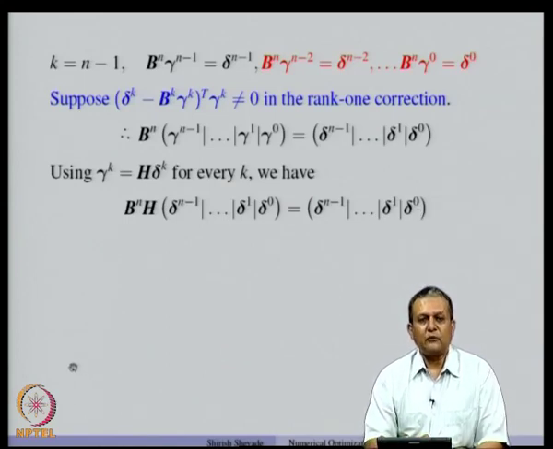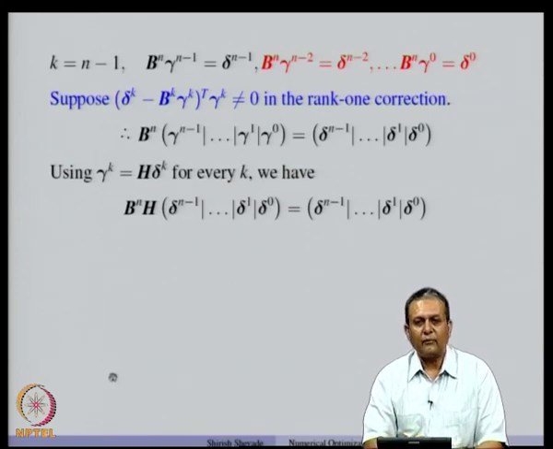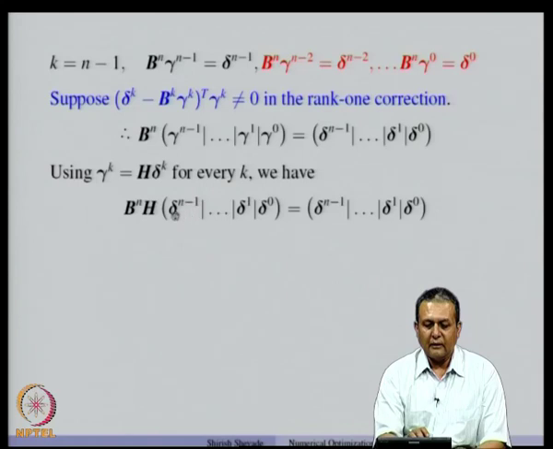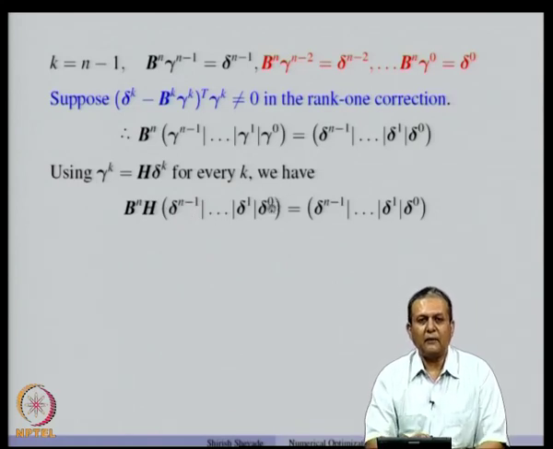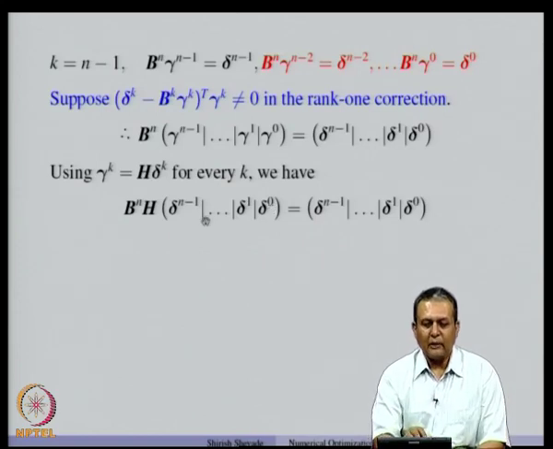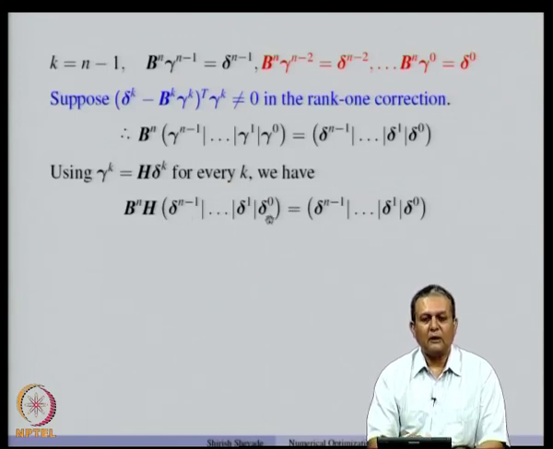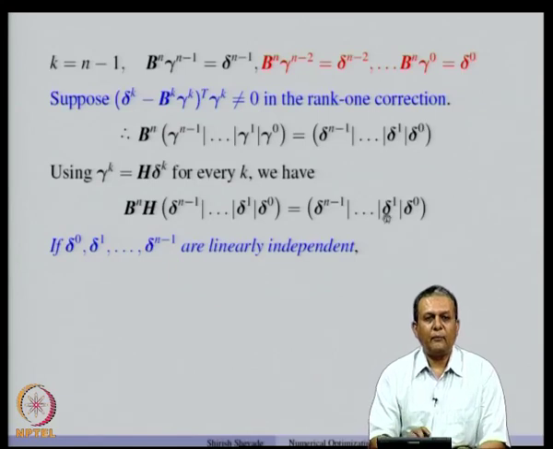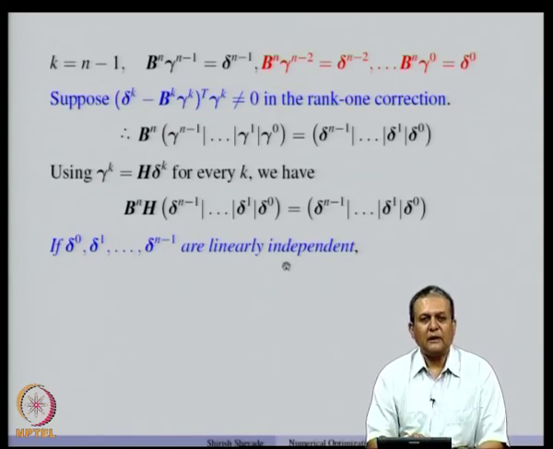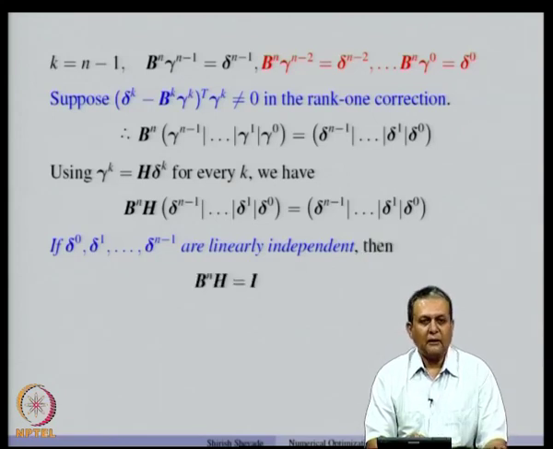Now, if we further assume that delta 0 to delta n minus 1 are linearly independent, then this matrix is a full rank matrix and therefore an invertible matrix. If you post multiply throughout by the inverse of this matrix, we get an identity matrix on the right side, and on the left side we get Bn into H, because this matrix with its inverse gives the identity matrix. Therefore, we have Bn into H equal to the identity matrix, if these n vectors delta 0 to delta n minus 1 are linearly independent. In other words, Bn is nothing but H inverse.